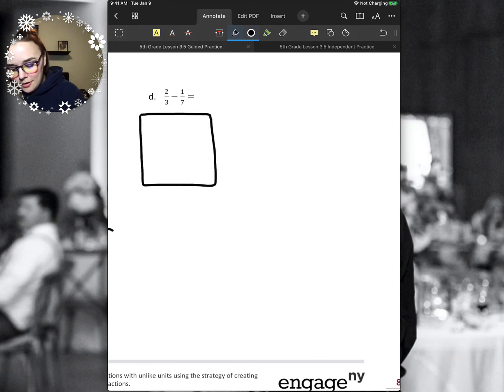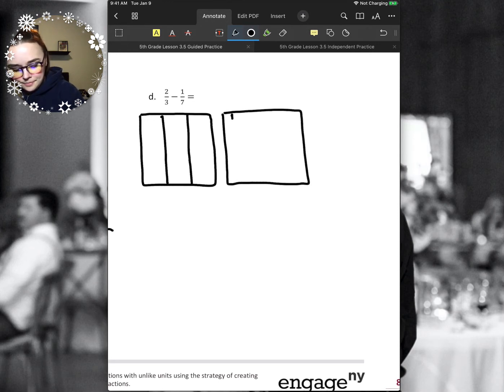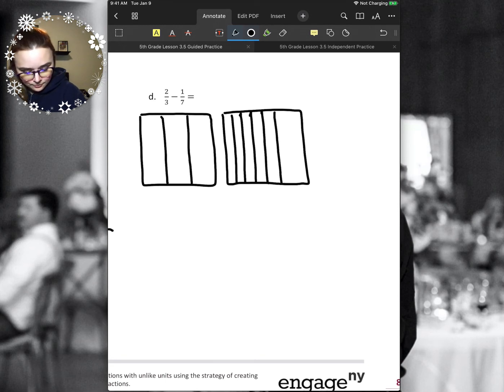So we'll model our thirds, and then we'll model our sevenths. I'm going to change my color again. I like to change the colors around. So I'm going to show 2/3. I'm going to shade in 2 of my third segments. And then I'm going to shade in 1 of my sevenths.